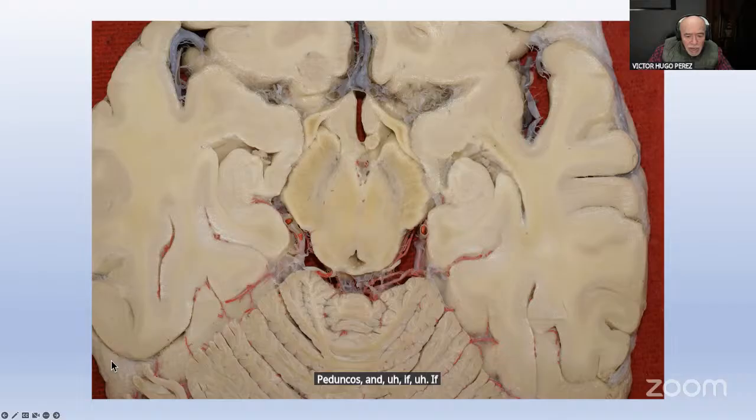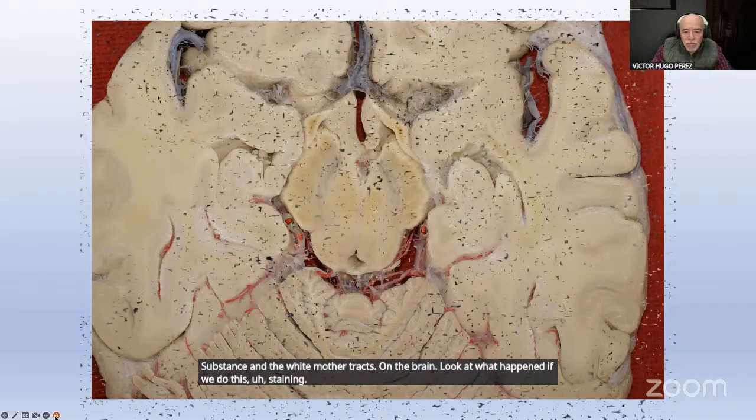if I make a Mulligan staining, this is a really beautiful staining to differentiate the cortical substance and the white matter tracts on the brain. Look what happened if we do this staining.